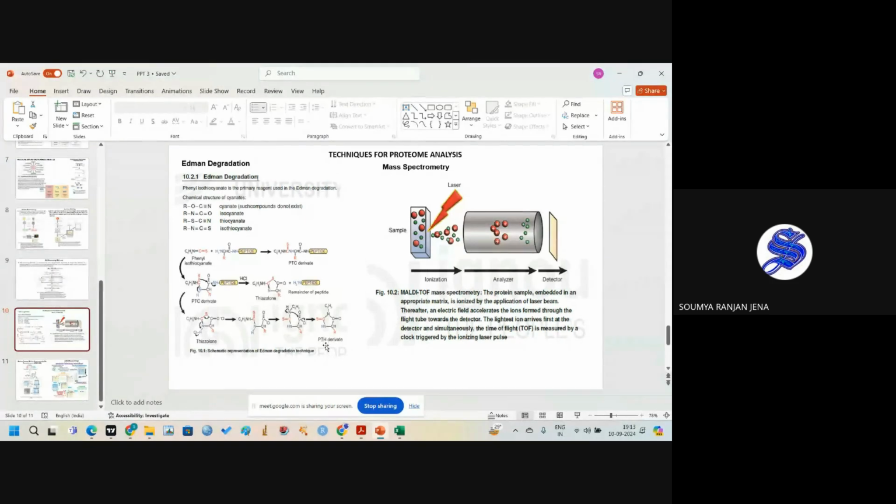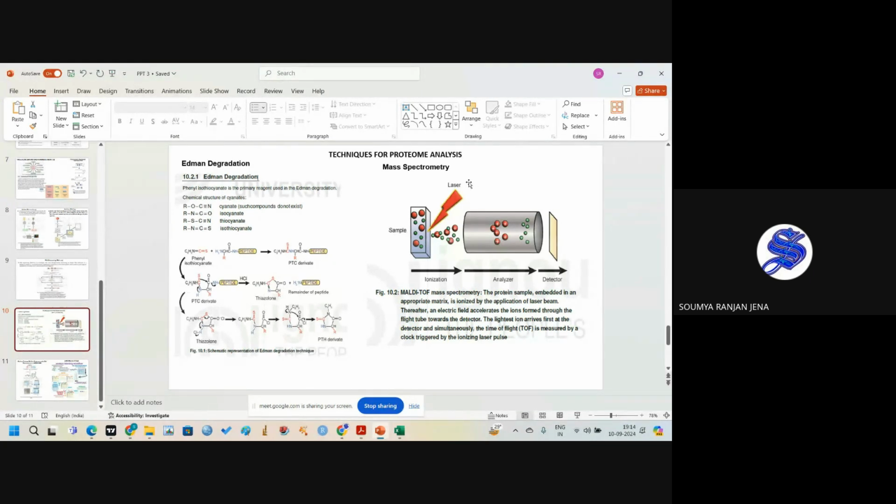phenylthiohydantoin derivative, and using the chromatography methods, you will find what the amino acid is by chromatogram. This is the N terminal determination using the PTC adduct, and this PTC only binds to the N terminal of the amino acid residues, and this is the Edman degradation process.